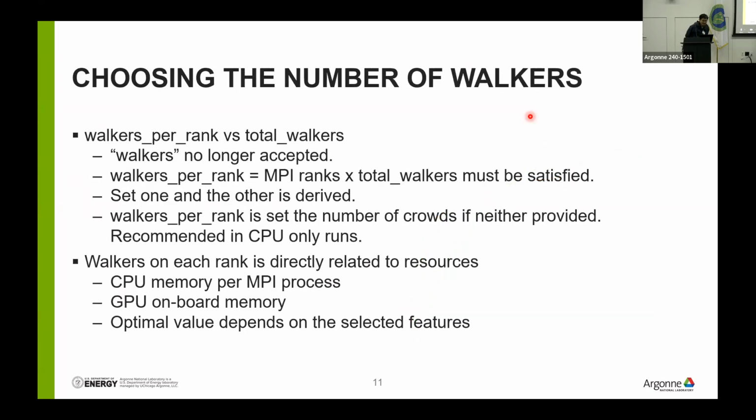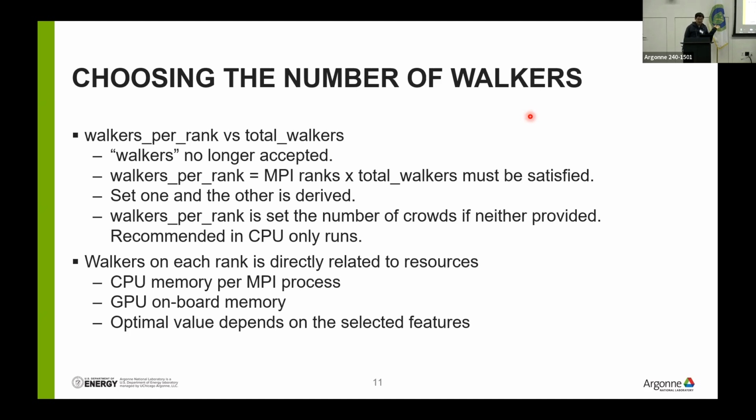Okay. A few more words about workers per rank versus total workers. Just a reminder, the workers option is no longer accepted. You will get an abort immediately if your input contains this one. You have to use workers per rank or total workers. If you provide both, they will be checked against this equation. Actually, you don't want to specify both, but we added a sanity check. When you provide both, we will check. If it fails, we'll stop you.